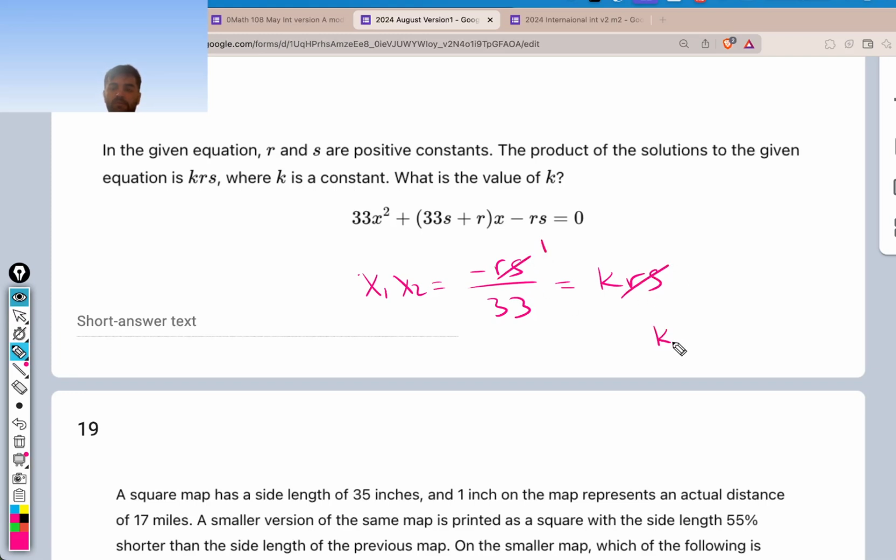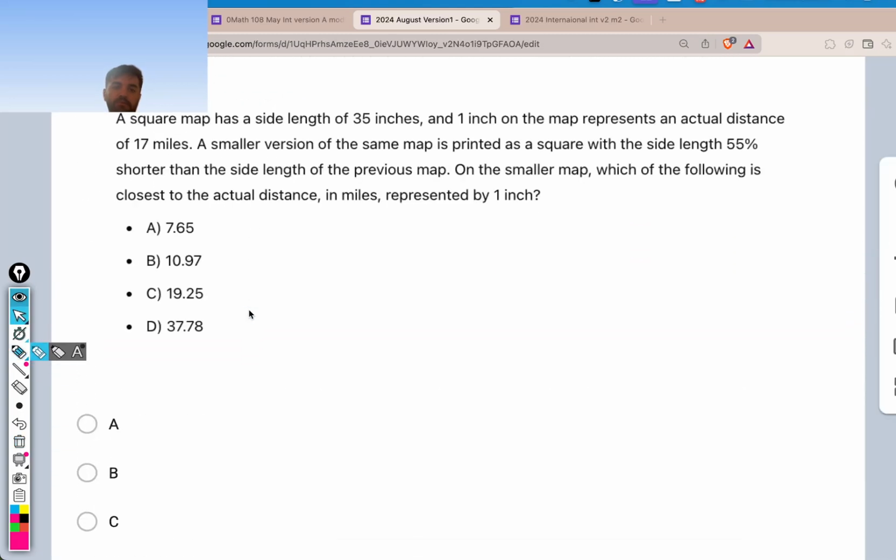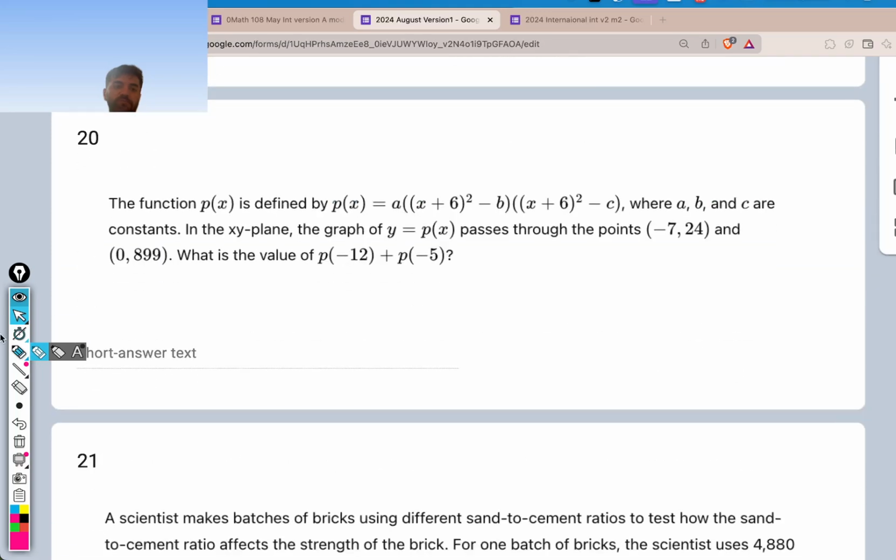So we will get 1 and k is equal to negative 1 over 33. And it is the answer. 19, I will do 19 at the end of lesson. 20, for 20, because we have p, you can write that one to decimals. It is actually simple, very simple. You can use Desmos table.